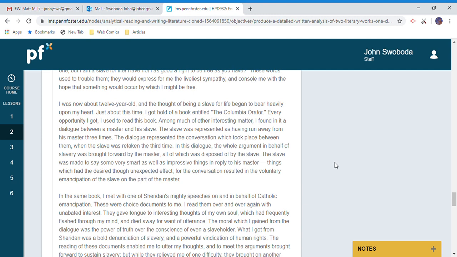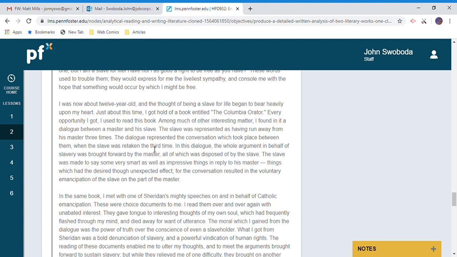I was now about 12 years old, and the thought of being a slave for life began to bear heavily upon my heart. Just about this time I got hold of a book entitled The Columbia Orator. Every opportunity I got I used to read this book. Among much other interesting matter, I found in it a dialogue between a master and his slave. The slave was represented as having run away from the master three times. The dialogue represented the conversation which took place between them, when the slave was retaken the third time.